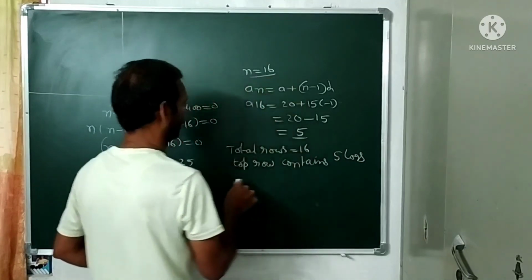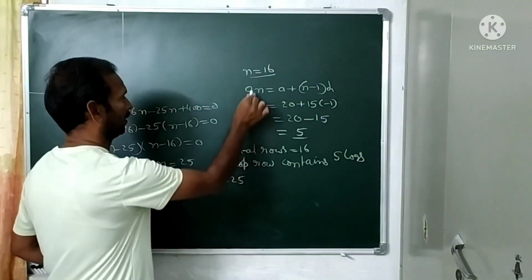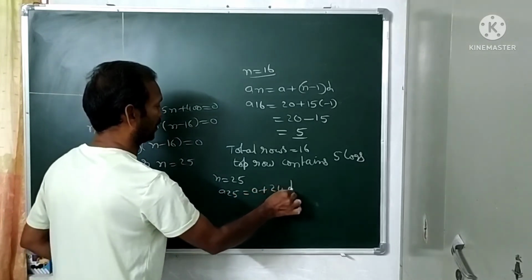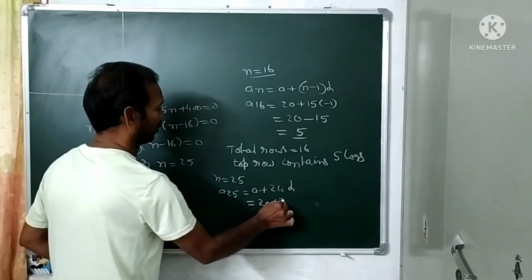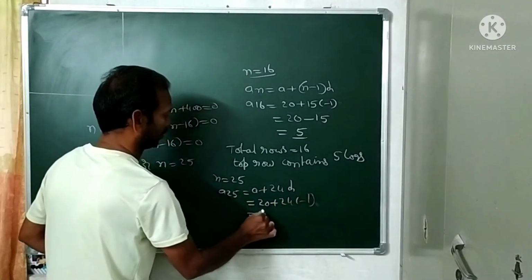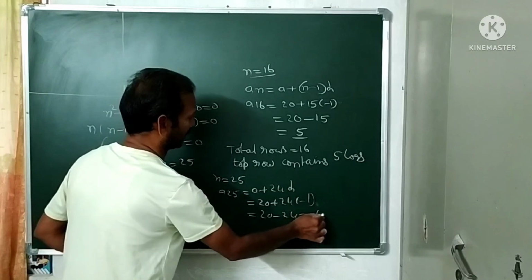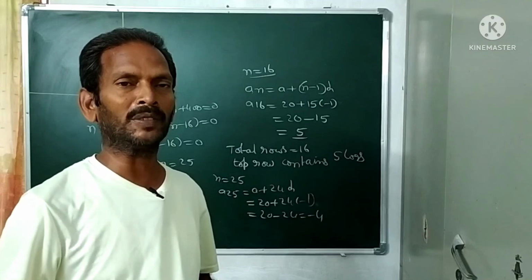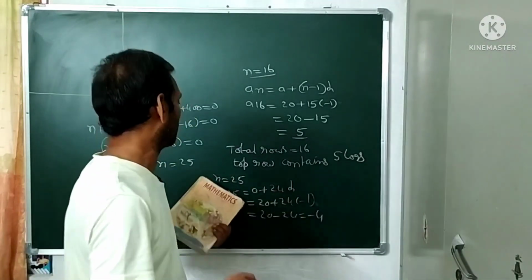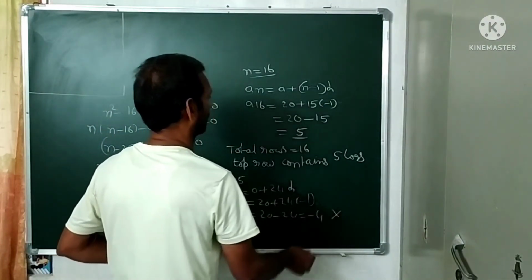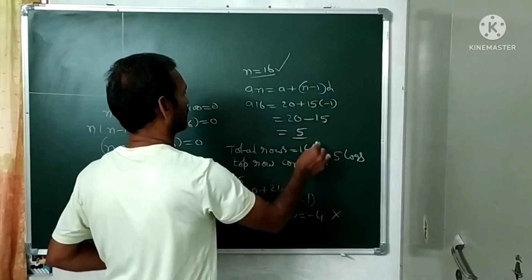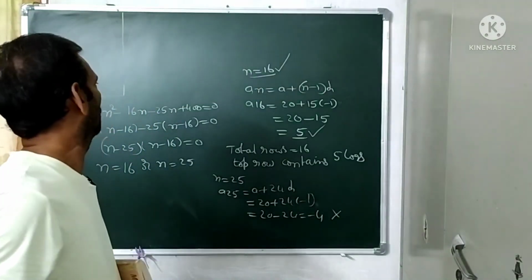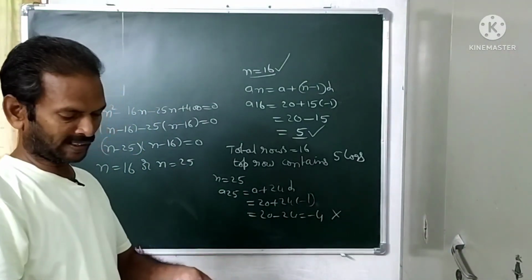In case n is equal to 25 is taken, then a25 is equal to a plus 24d, a value 20, 24 times minus 1, so 20 minus 24, minus 4. Top row minus 4 logs are there, which should be wrong. Why? Because the number of logs should be positive, but here it is giving negative. So this is not correct. So total number of rows 16, top row contains 5. That's it. This is the 19th sum.